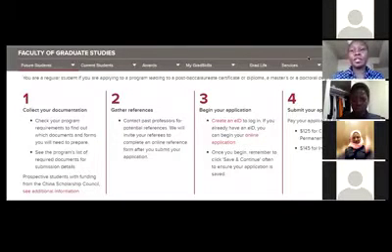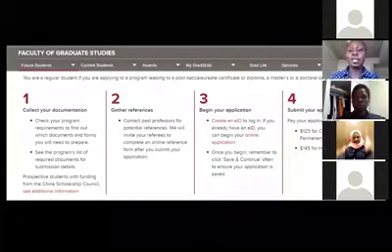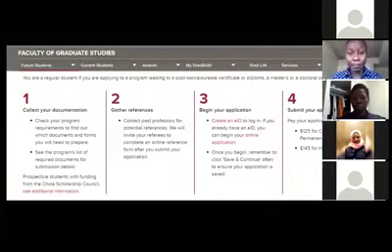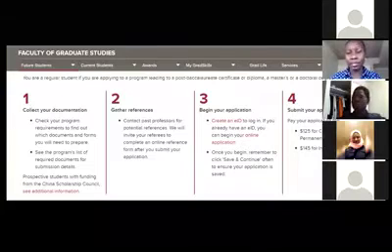Yes, and this is also University of Calgary. We just took screenshots of these things to let you know that these are the steps that you need to follow. Every school has its own steps, so make sure that you follow those steps. For University of Calgary, you have to first collect your documentation, gather references, and then begin your admission application, and then submit your application with the application fee.